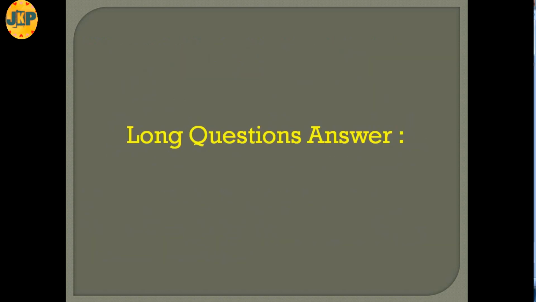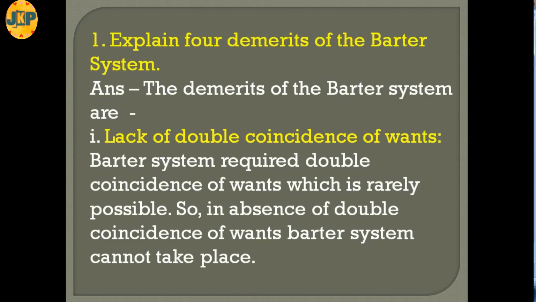Now long question answers. Question number 1 is, explain 4 demerits of the barter system. Answer: the demerits of the barter system are: number 1 is lack of double coincidence of wants. Barter system requires double coincidence of wants, which we have discussed in the first paragraph of our lesson. Examples were given about A, B and C. Hope you remember that one. So in the absence of double coincidence of wants, barter system cannot take place.